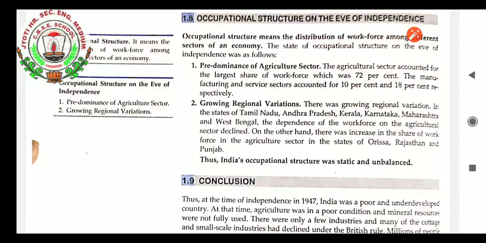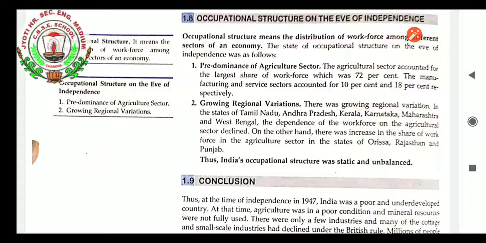The agriculture sector was totally dominated by the Britishers. The agriculture sector accounted for the largest share of the workforce, which was 72%. The manufacturing and service sectors accounted for 10% and 18% respectively. Growing regional variations: there was growing regional variation in the states of Tamil Nadu, Andhra Pradesh, Kerala, Karnataka, Maharashtra and West Bengal. The dependence of the workforce on the agricultural sector declined.